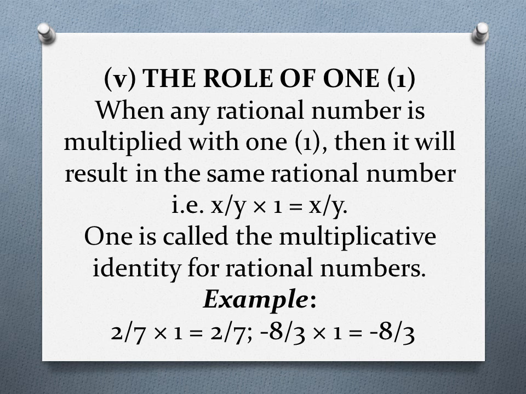We can take some more examples. If the rational number 5 by 6 is multiplied with 1, the result will be 5 by 6 only. If we multiply some other rational number like 9 by 10 with 1, the result will be 9 by 10 only.